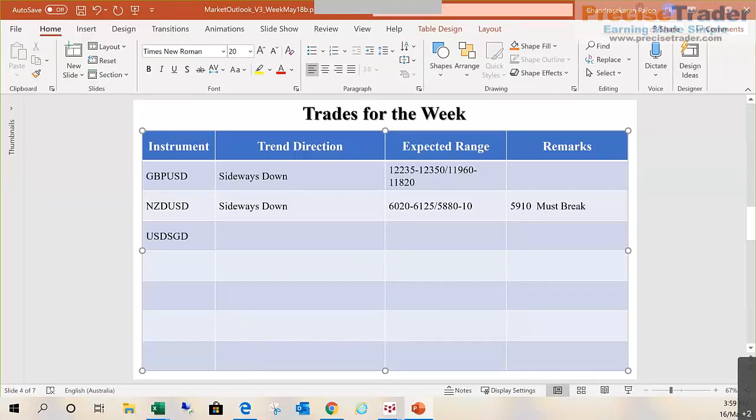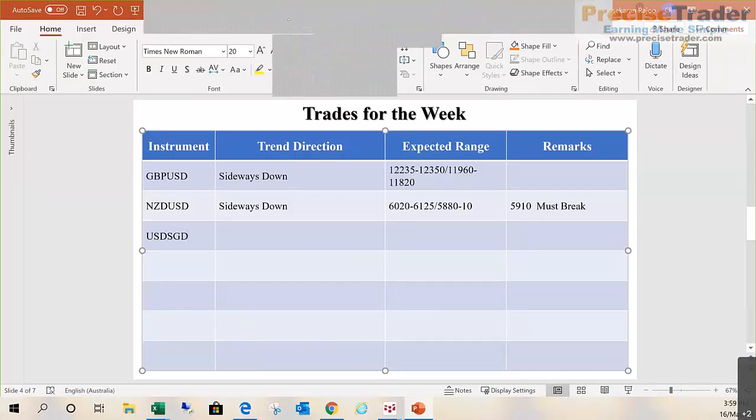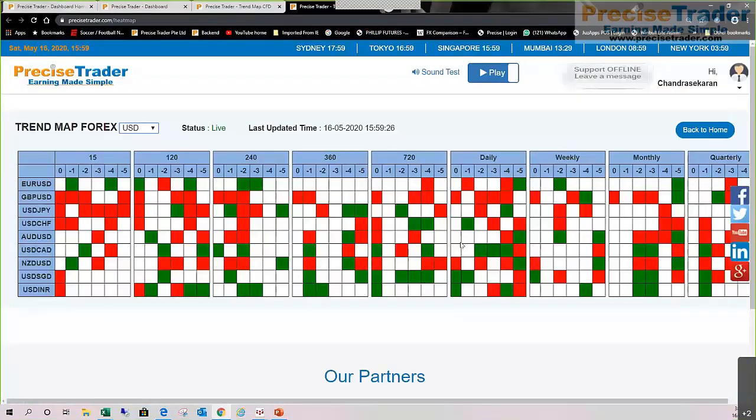Okay, the next cross we are looking at is Sing dollar. Let me verify by looking at Sing dollar. Sing dollar, for the week, has closed strong, but monthly is flat. So overall we need to see a break up, then we may see further strength coming in. Otherwise, it's going to be in a range.